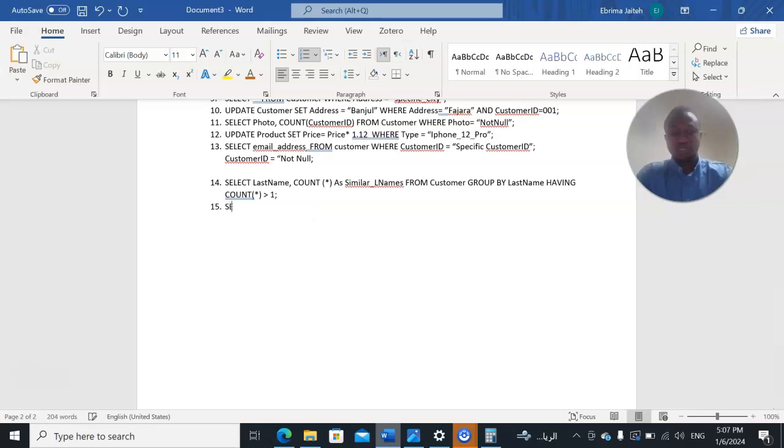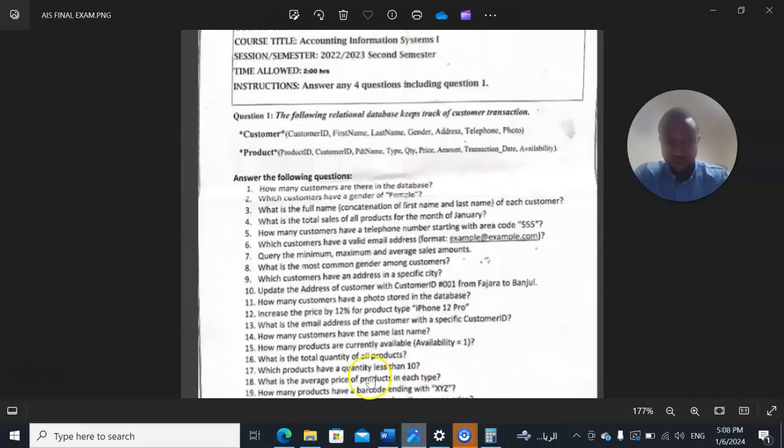Select what? Because we want to know how many products, we're going to use count, isn't it? Count of what? The product ID. Select count product ID. When you count this product ID, we will be able to have the exact figure. What is the question? Number 15, how many products are currently available?